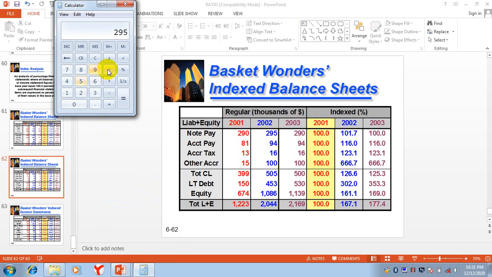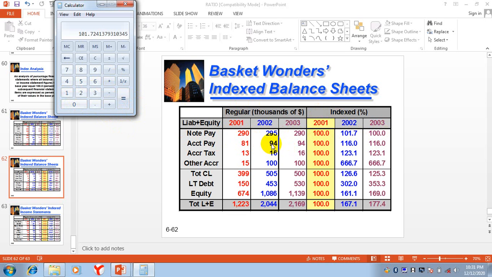295 divided by 290 and multiply it by 100. So it becomes 101.7. Similarly, 290 divided by 290 multiplied by 100, so it becomes 100.